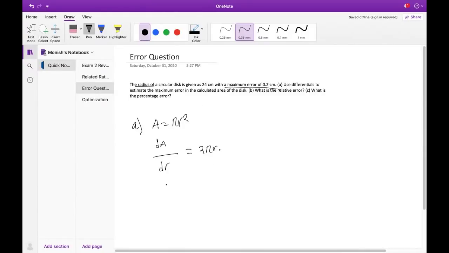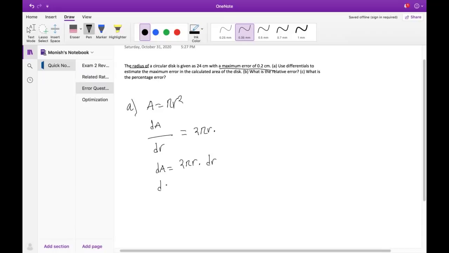Okay, so same thing. Then we're going to isolate dA. So 2 pi r times dr. And now we have everything we need. So dA is 2 pi, the radius is 24, as it's given in the question, and then our max error is 0.2. So if you go ahead and calculate this, you'll get 50.15 centimeters squared, and that's the maximum error that you would calculate.